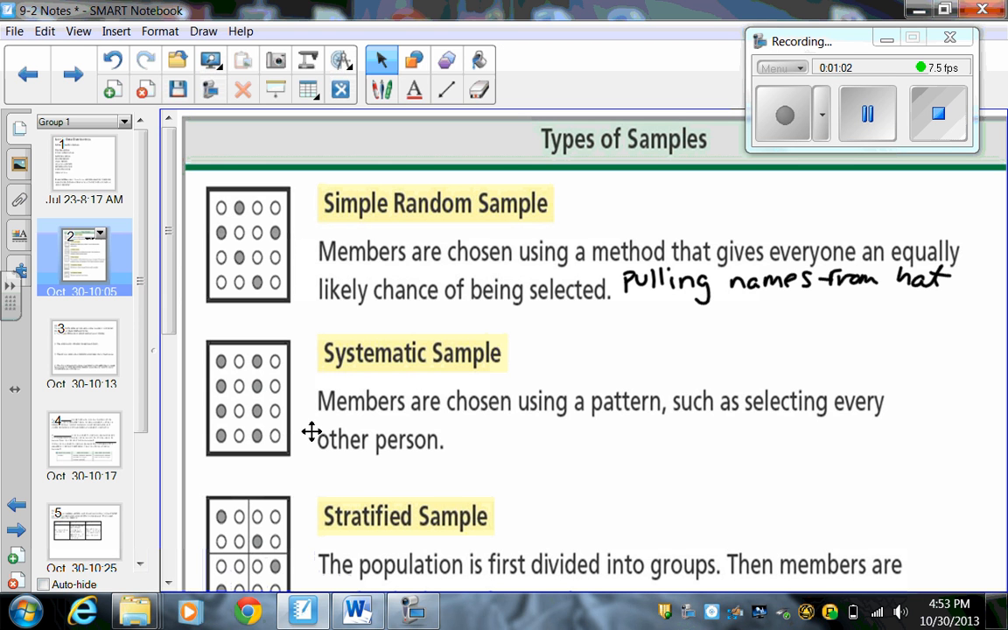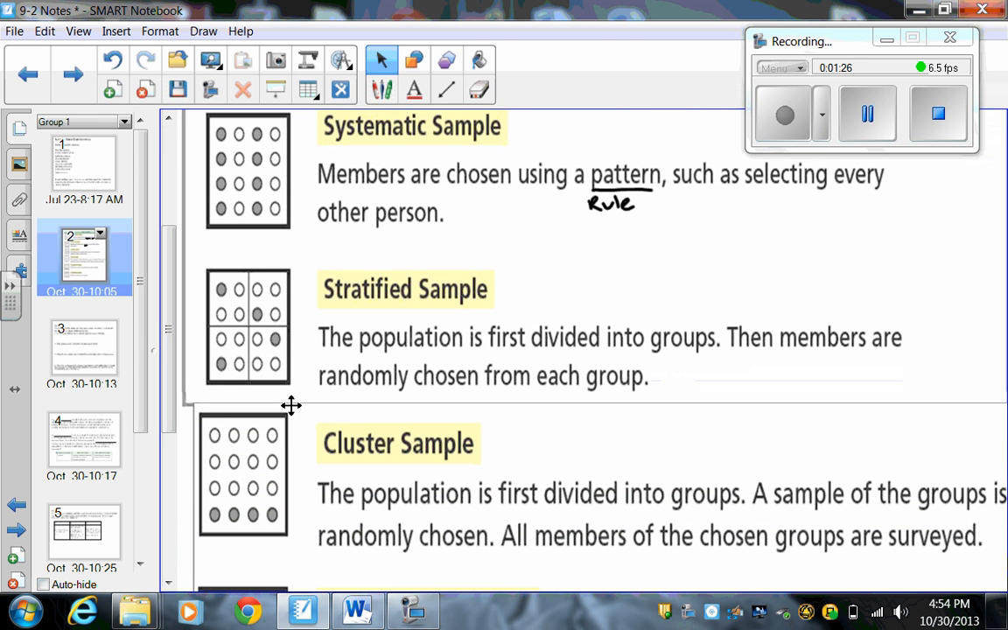A systematic sample is when members are chosen using a pattern. It's also known as using a rule. So, for example, you decide you're going to select every other person, every 10th person, every 50th person, everybody with a red shirt. You have some type of rule in place that you're using in order to pick your sample.